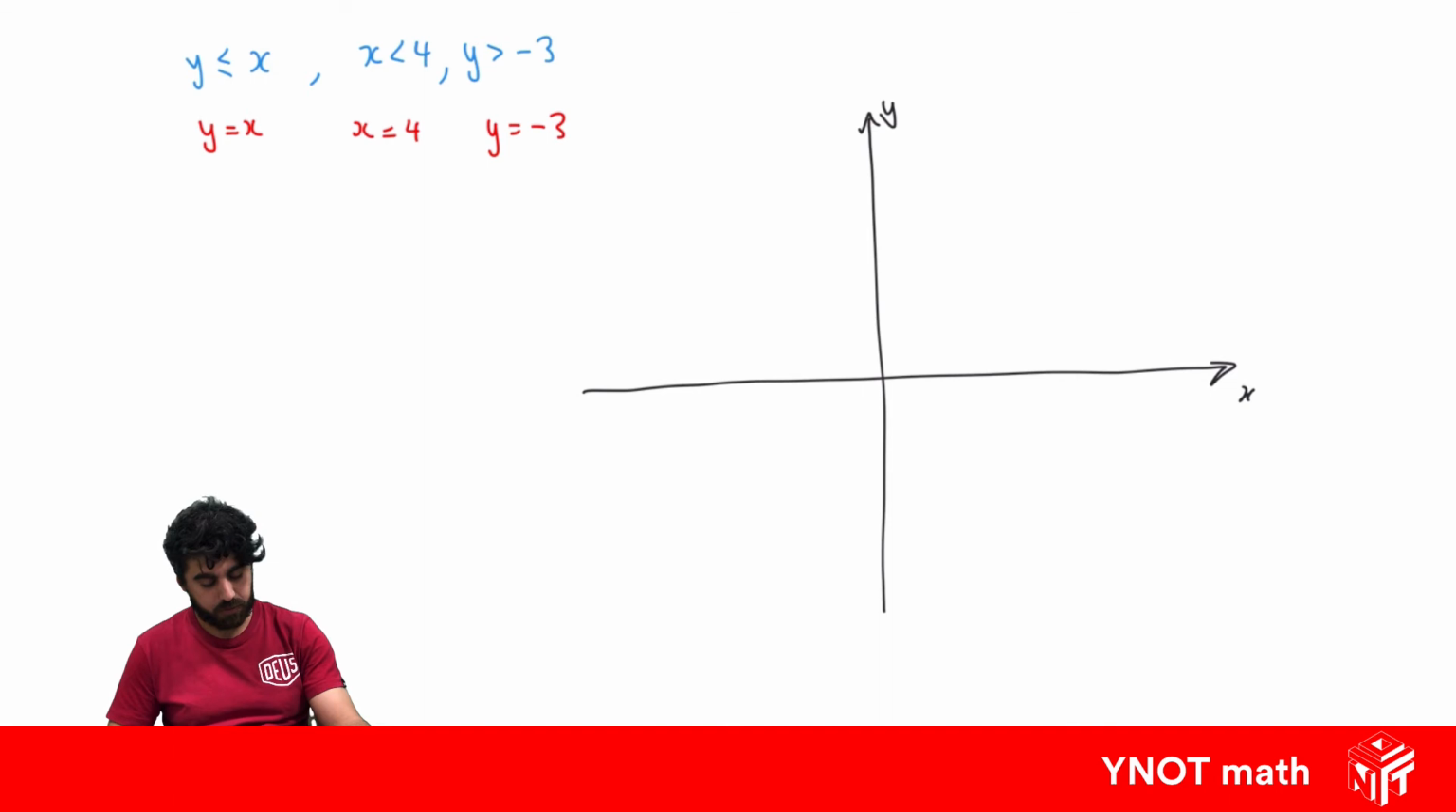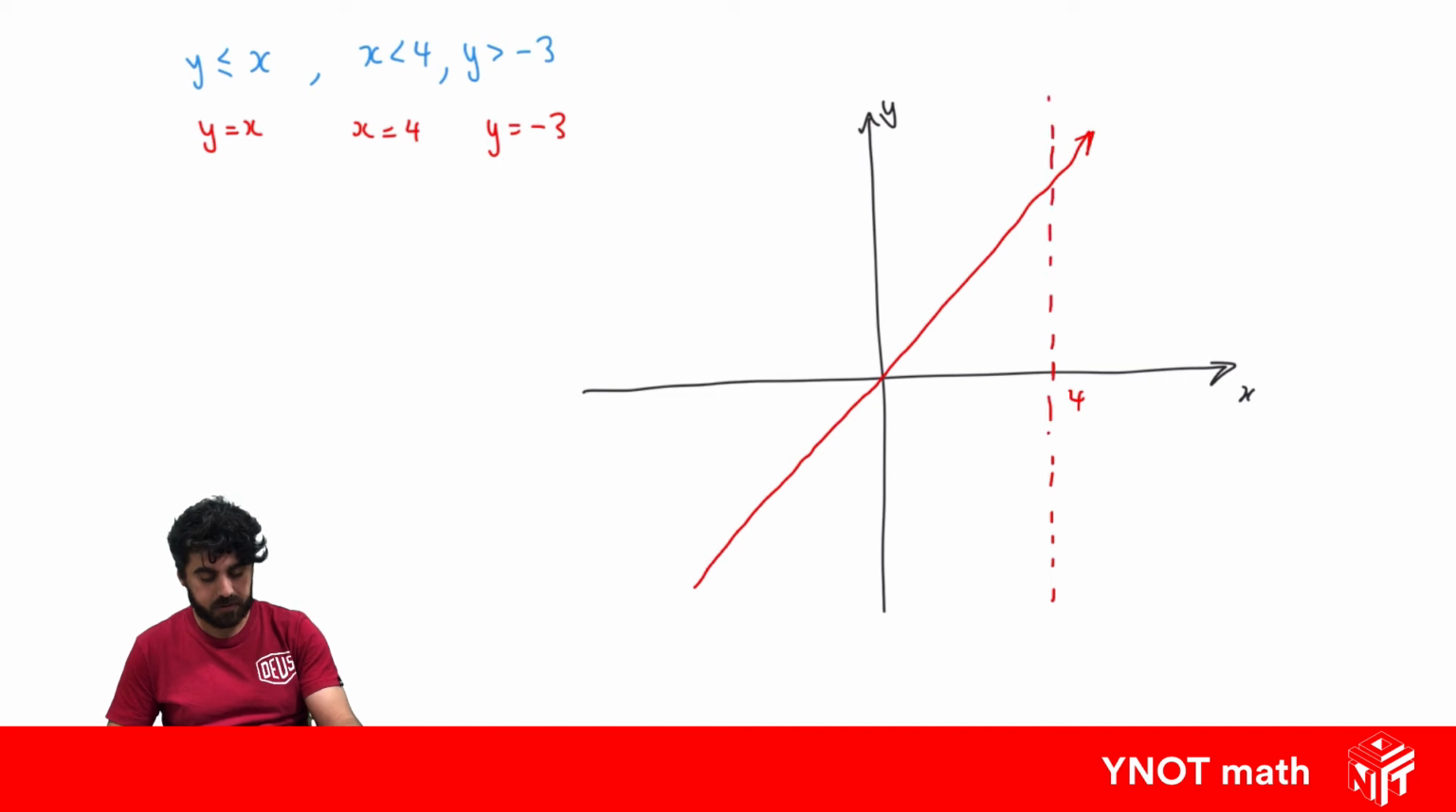So let's go ahead and put y equals x in first, which is just a diagonal line going through the origin. Now, x is equal to 4, just looks like a vertical line going through 4. And because this one's just less than, it has to be dotted. So we get this function here. Then y is greater than minus 3. So we have minus 3 somewhere down here. And again, this one's greater than, so it has to be dotted as well. So we get all three functions graphed out like that.